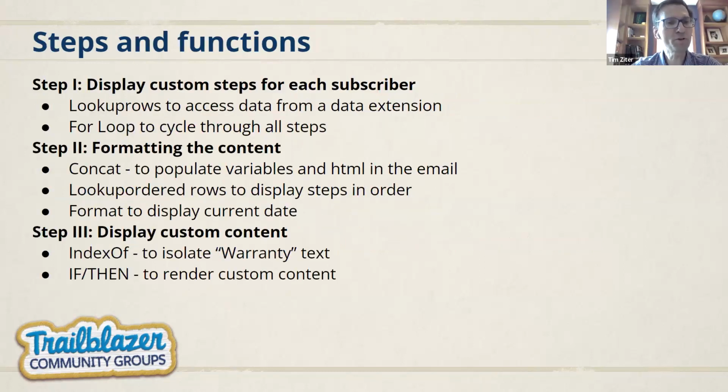First, we're going to be using lookup rows to access that data. And then we're going to be creating a for loop to cycle through all of those steps. And then we're going to be using the concat function, within each one of those loops, to keep building all of those steps so they represent as one piece of content. We'll use lookup ordered rows to display them in order, and then we'll use format to display the current date. And then last but not least, we'll be using the index of and the if then function to render that custom content based on the warranty part, one of the steps there.